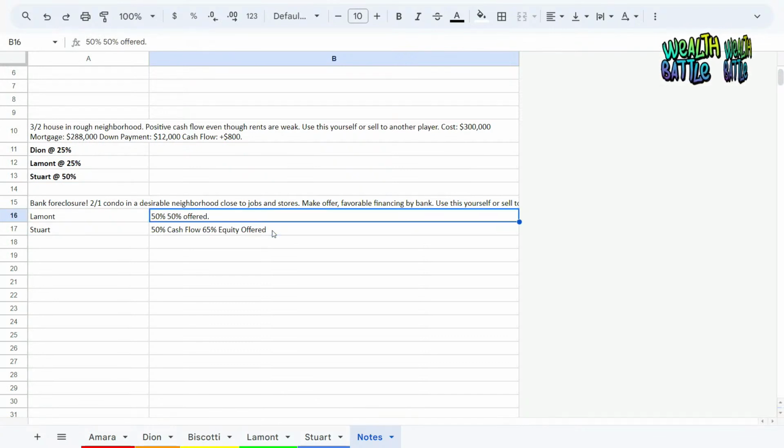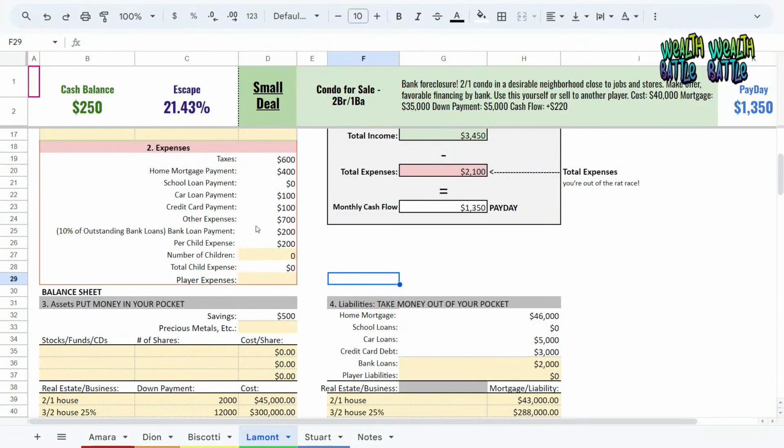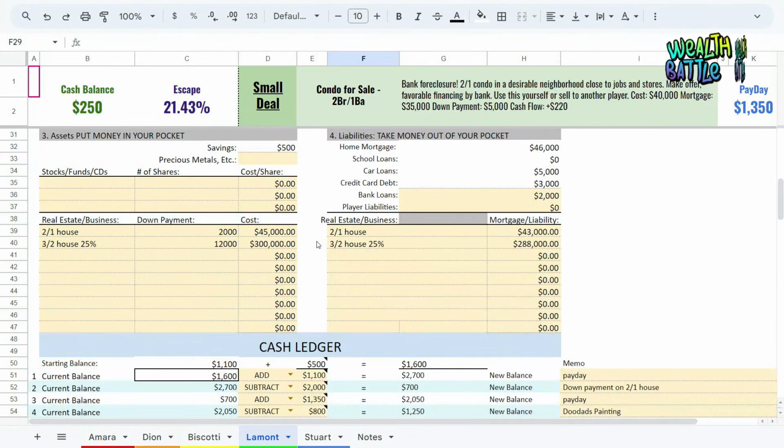Tell you what, you're not bringing 5K though. So let's split it down the middle with you. Oh, you want to go in on the down payment too? I'll split it down the middle. I'll just give you 50% of equity.